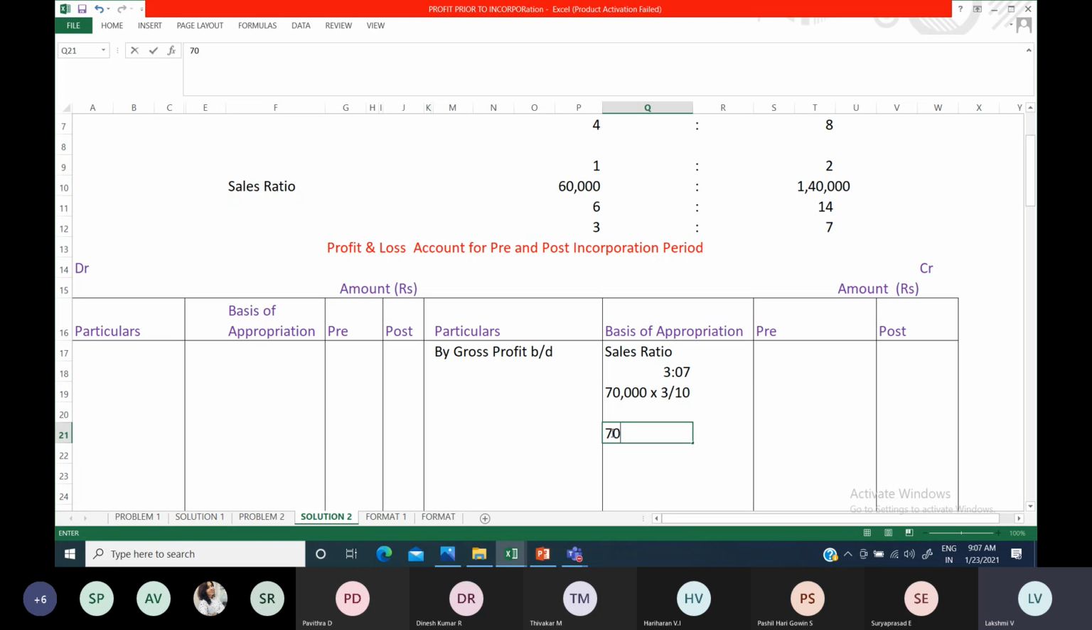Similarly, for the post column, 70,000 into 7 divided by 10. So this 7, so again 3 plus 7 is 10. So 7 by 10. Whatever amount comes, you just put it under the post column. Just find out how much you are getting. I hope all are working out simultaneously along with me. Just find out 70,000 into 3 by 10.